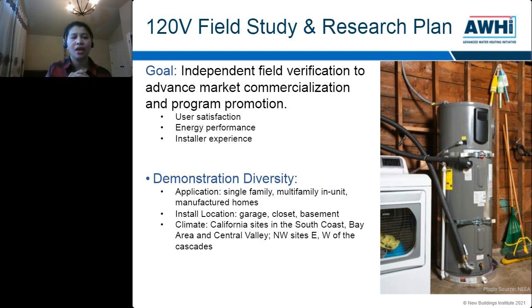Note that because the technology is going to be on a shared circuit, it won't have the supplemental electrical heat available. So the study will be focused on user satisfaction, energy performance, and installer experience.